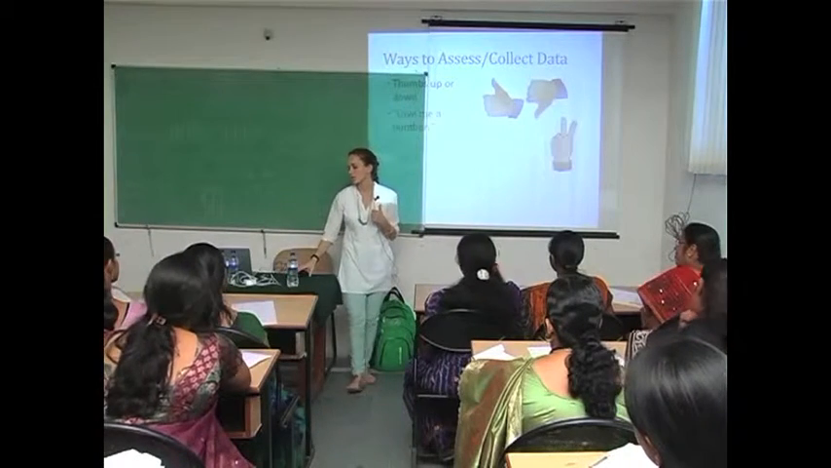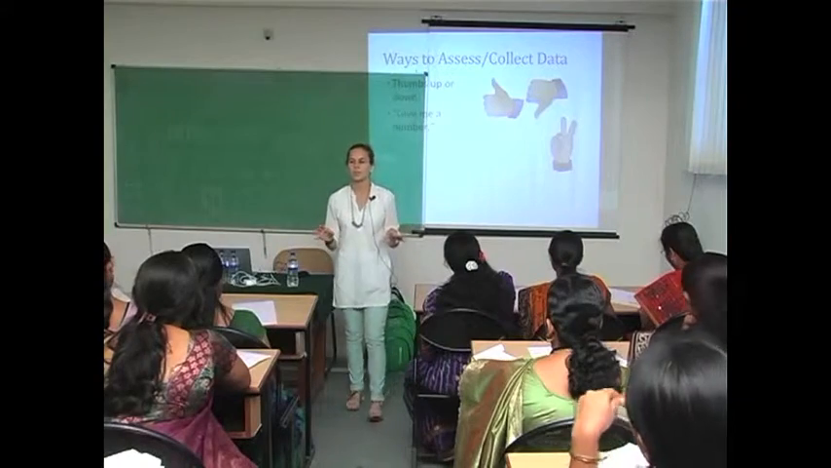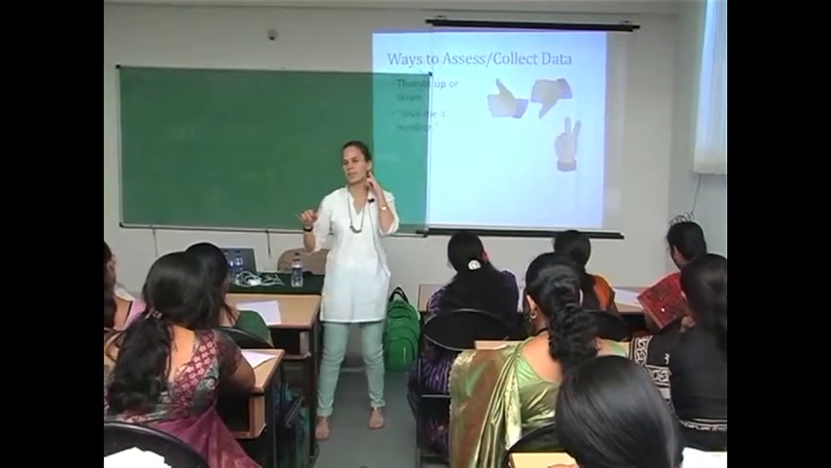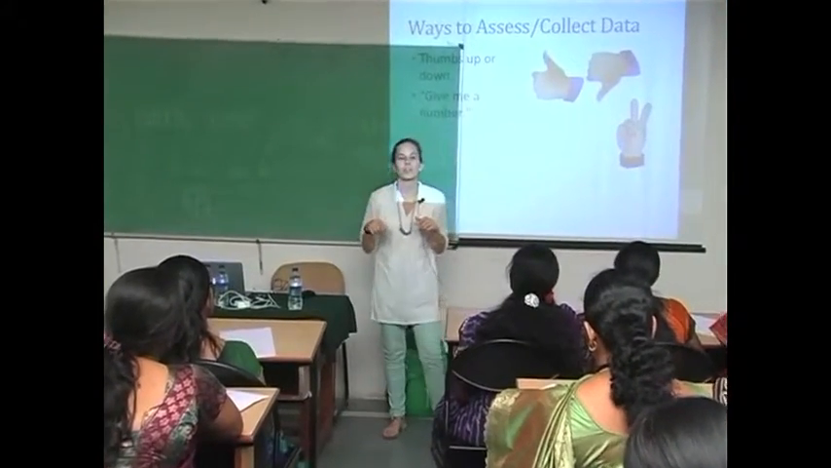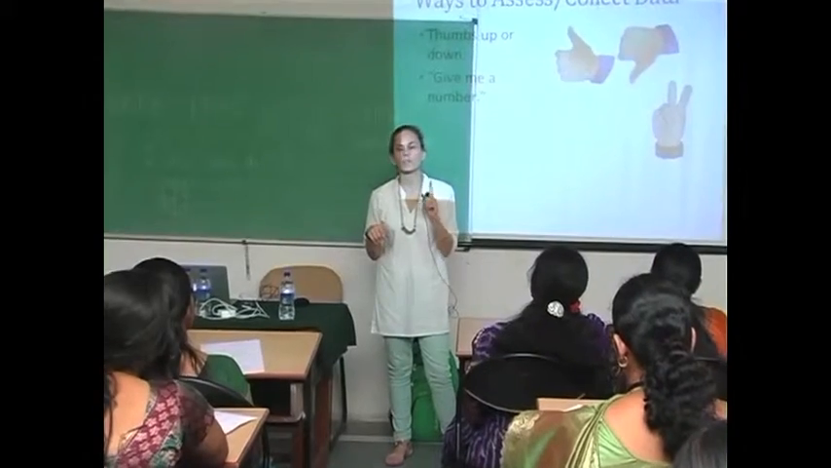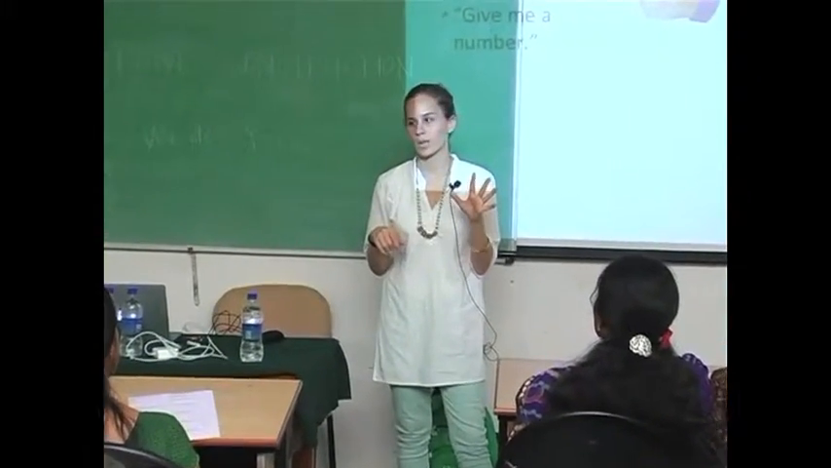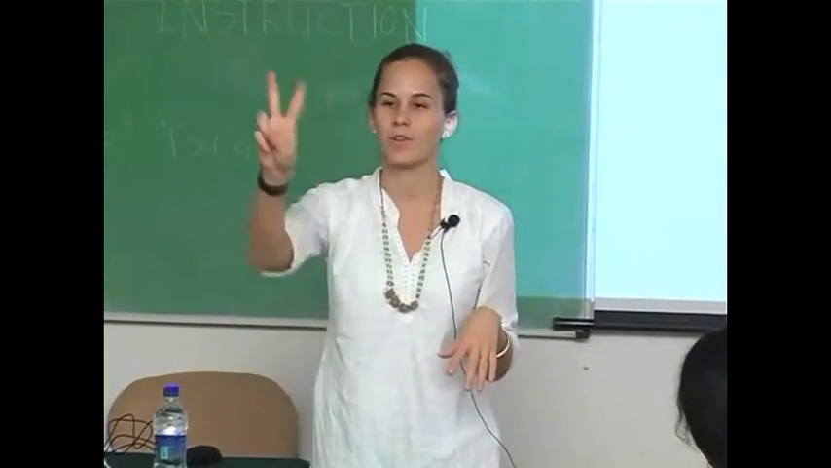Okay? The other thing you can do is give me a number. I really like give me a number, especially for older grades like 7th, 8th, 9th, 10th standard and above, because thumbs up seems like it's childish. But when you give a number, you say, okay, we have a scale, 1 to 5. 1 means you don't understand. 5 means you understand perfectly. So you say, okay, everybody give me a number 1 to 5, and then everyone holds up something.